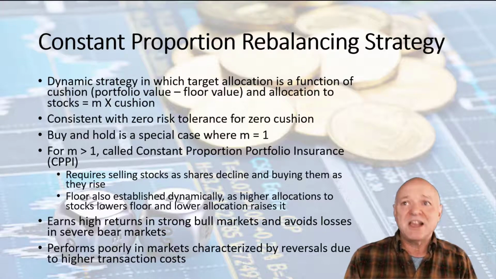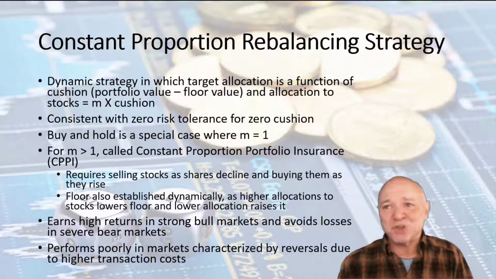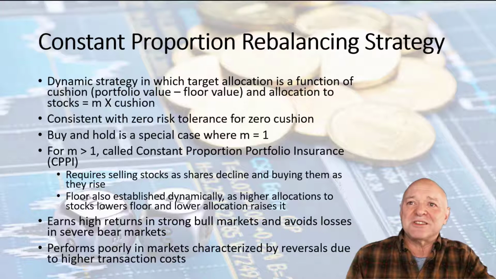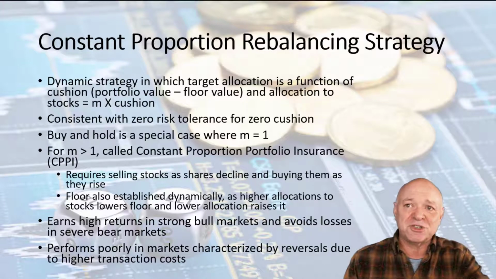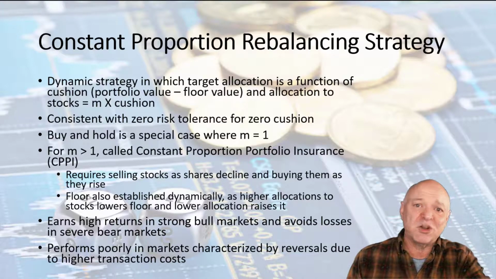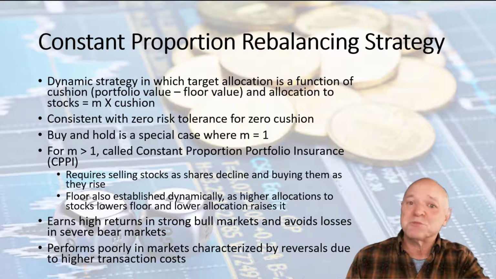And that requires selling stocks as share prices decline and buying them as they rise. And a floor is established dynamically, with higher allocation to stocks lowering the floor and lower allocation to stocks raising it. It performs poorly in markets characterized by reversals due to high transaction costs. If we've got a dynamic and constantly changing market, the benefits of the investments are going to be wiped out by the higher transaction cost.